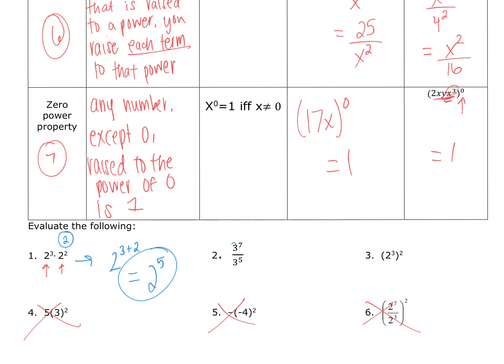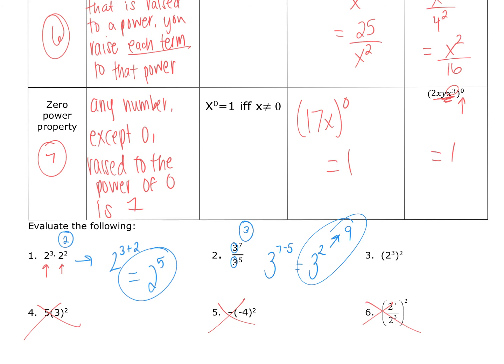I see here that I have 2 terms with the same base, but they're being divided. So I know that this is the third property that we learned, the quotient of 2 powers with equal bases. With this property, I know that I can just subtract my exponents. So here I'm going to have 3 to the 7 minus 5, which gives me 3 squared, which just gives me 9. Okay?